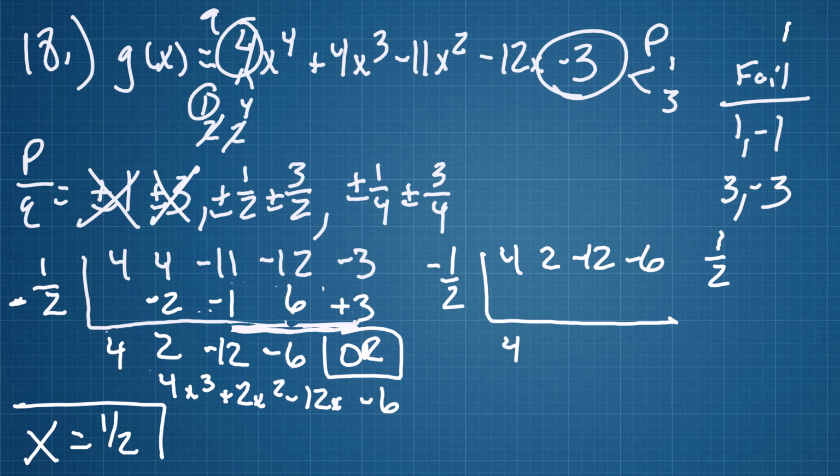So negative 1/2, drop down 4. Negative 1/2 of 4 is negative 2, gives me 0. Negative 1/2 of 0 is 0, gives me negative 12. Negative times a negative is a positive, so it gives me negative 6. No remainder. So negative 1/2 is my second answer.